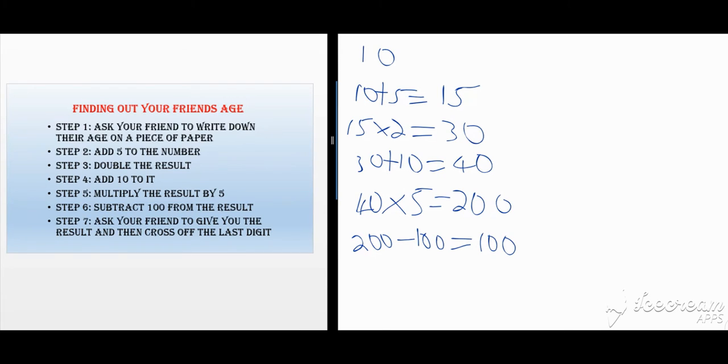Now step 7, ask your friend to give you the result. So your friend would have given you 100 as the result. Now to get the answer, we simply cross off the last digit, and the last digit here would have been, let me use a different color to cross it off, this 0 here. So your answer is 10, which would actually have been the age of the friend that you wrote down.